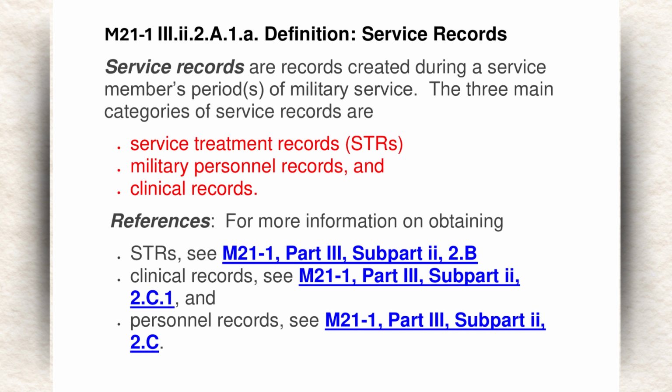Service records are records created during a service member's period of military service. The three main categories of service records are service treatment records, STRs, military personnel records, and clinical records. Don't worry about it. I'm going to share with you the VA's definition for all of these, okay?